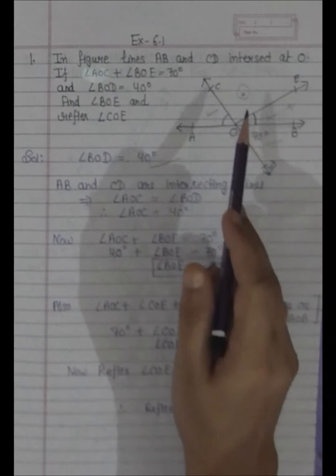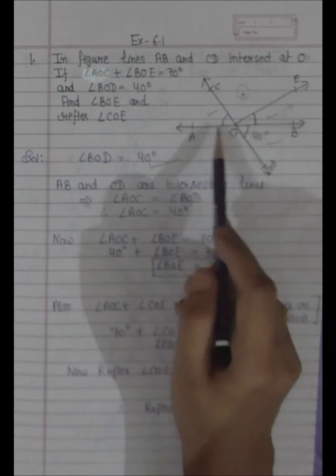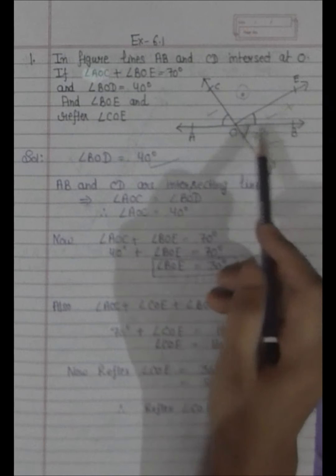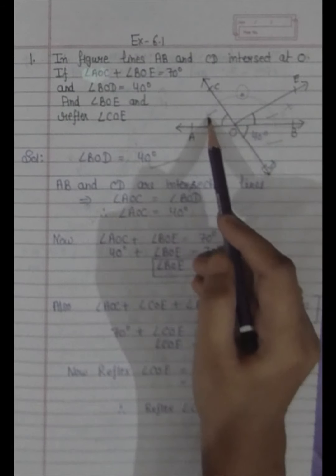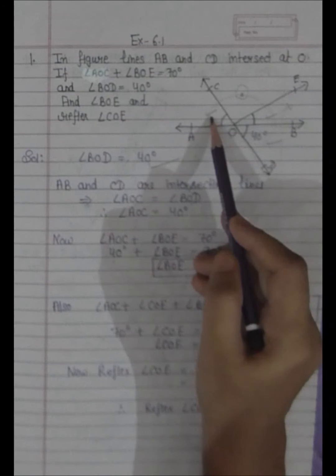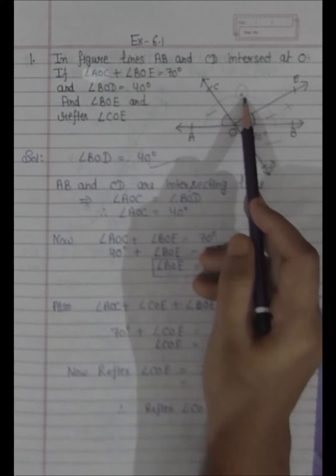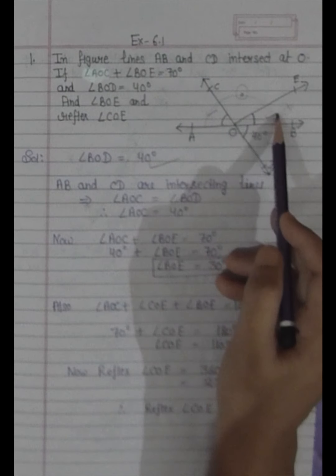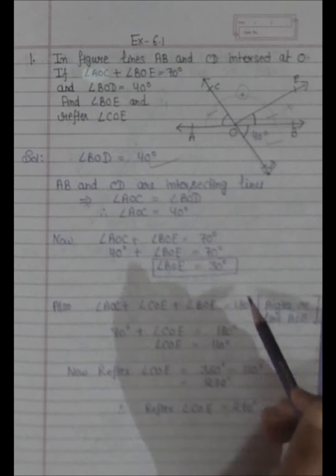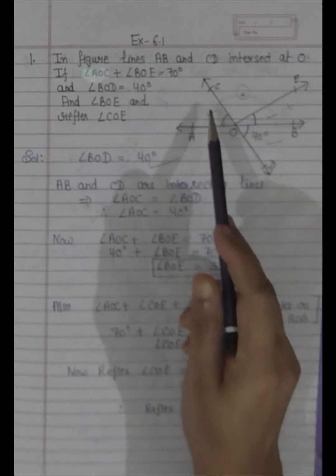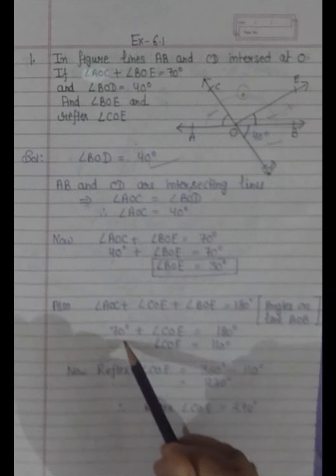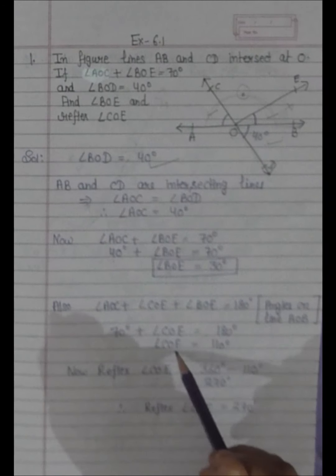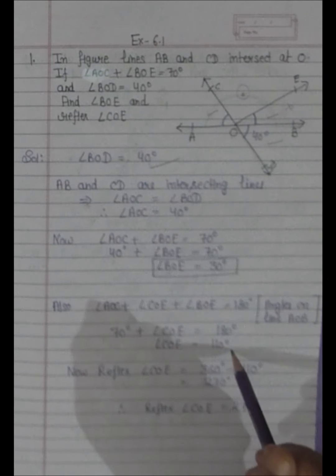Now we have to find the reflex of this angle. Now AOB is a line, so we can say the sum of the angles on it is 180 degrees. Angle COE plus angle AOE plus angle BOE, their sum is 180 degrees. But we know that already the sum of these two angles is 70 degrees. So we can find angle COE, that will become 110 degrees.